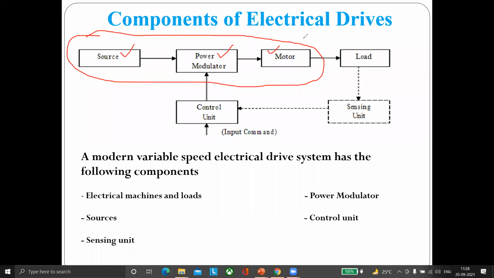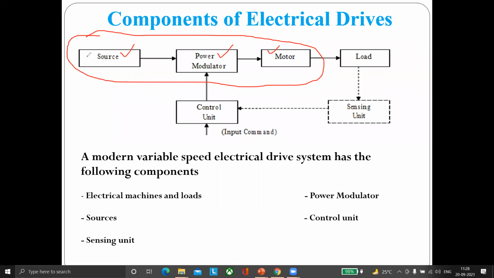Can you tell the definition again, Payal? Combination of source, power modulator, motor employed with the electrical. No, just give one definition. The combination of the electrical source, power electronic modulator, and electrical motor is called the electrical drive. Is it clear?